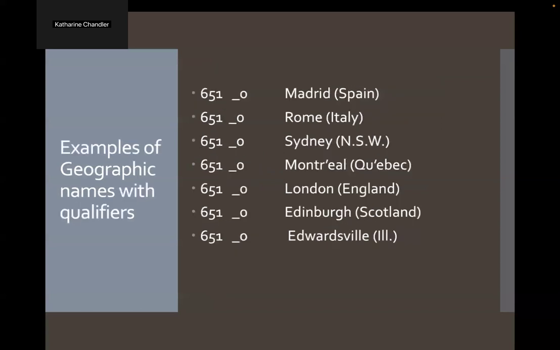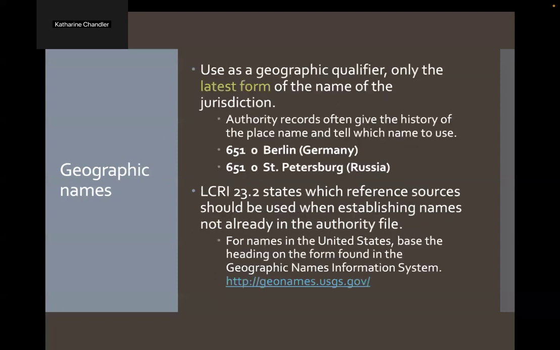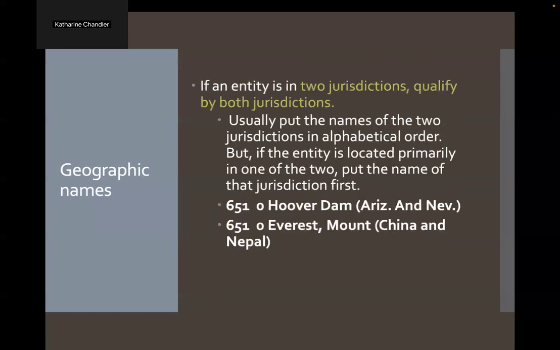So here are examples of geographic names with qualifiers. And notice that they're in 651 fields, not 650 fields. Use a geographic qualifier, only the latest form of the name of the jurisdiction. And then LCRI 23.2 states which reference sources should be used when establishing names not already in the authority file. If an entity is in two jurisdictions, qualify by both jurisdictions.